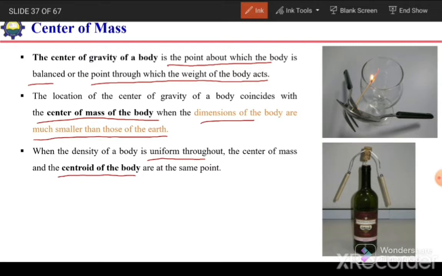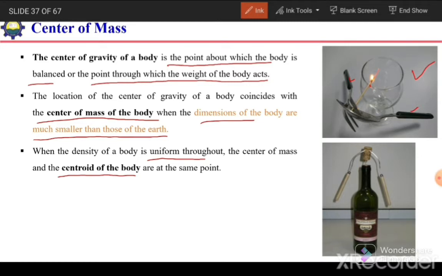The centroid as well as the center of mass will be the same if the thickness as well as the density of the member is the same. The center of mass or center of gravity is the point about which we can balance the member or balance the body. So here we have our demonstration. We can balance this fork and spoon at the edge of the glass. This is because the center of mass of these two is lying over here. So we can balance it at this point.